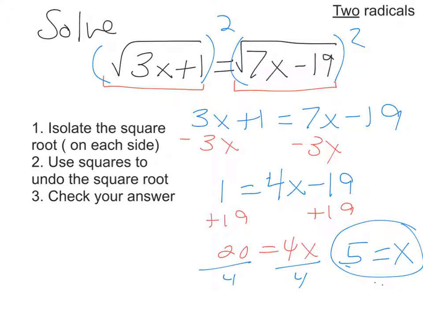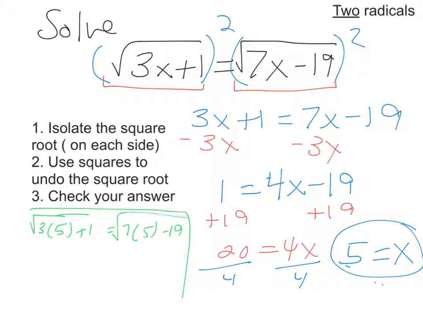Now, of course, we have to check that. The big idea here is that we have to plug it into both sides of the equation, so we're going to check right over here. So we first are looking for the square root of 3 times 5 plus 1. We're trying to see if that'll give us the same thing as 7 times 5 minus 19, all under the square root. So I'm going to simplify under the square root here. 15 plus 1 is 16. Then here we have 35 minus 19, which is also 16. So yes, we have found the right answer because root 16 is equal to root 16.